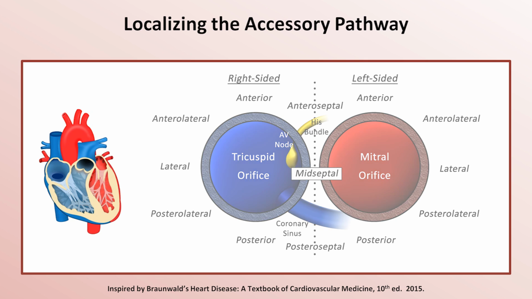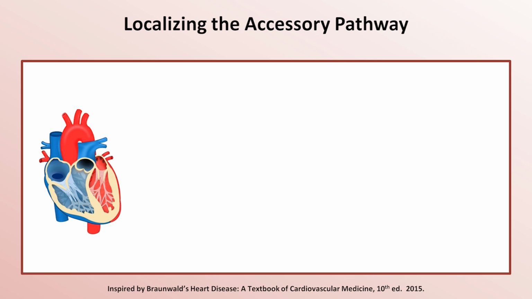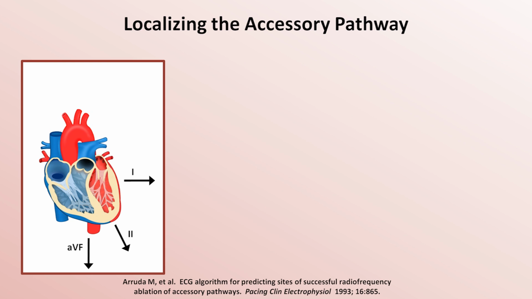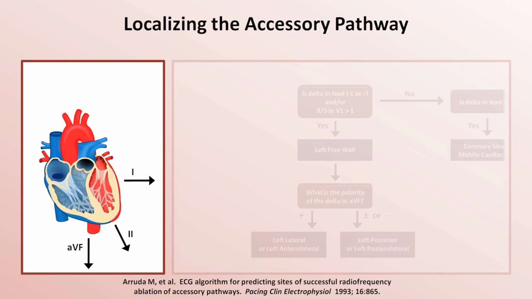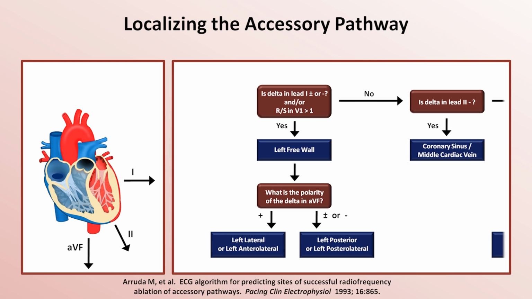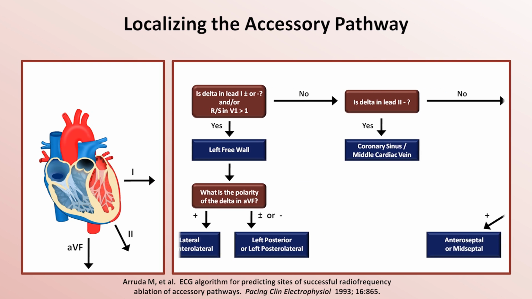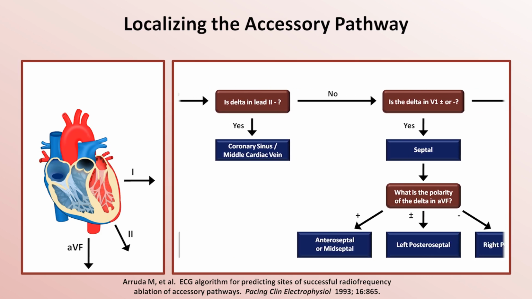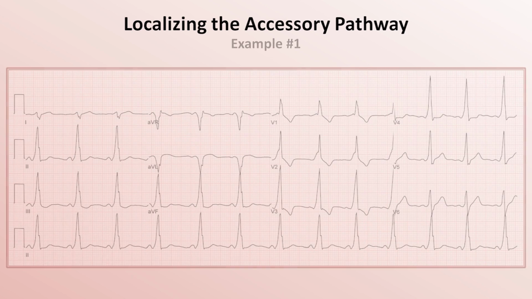one approach by itself. The approach focuses on the polarity of the delta wave in leads 1, 2, and aVF, and the R/S ratio in V1. The first step is to determine whether the pathway is in the left free wall. I'm not going to go through the algorithm line by line because that will be kind of painful to listen to, but instead let's work through two examples. So here's example 1.